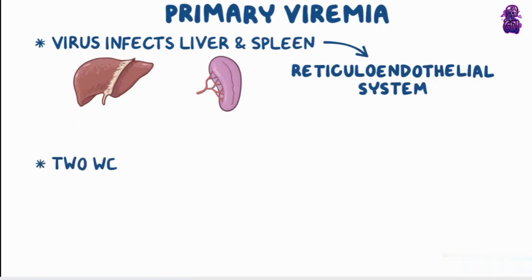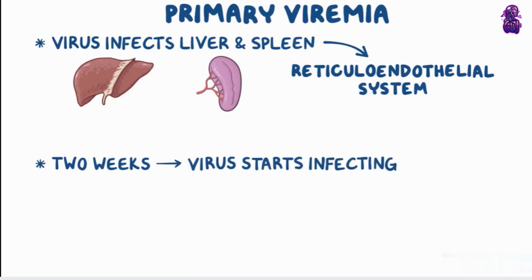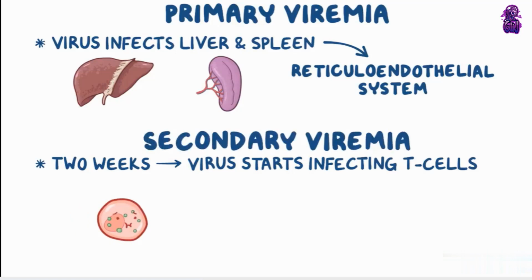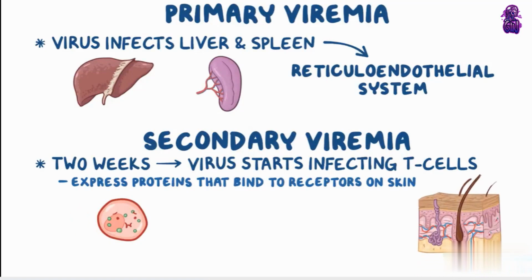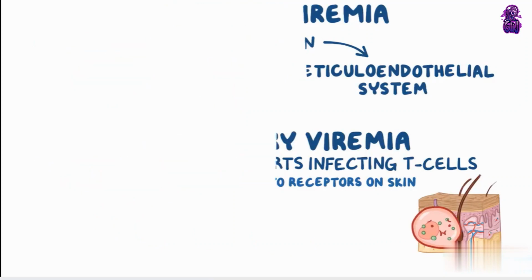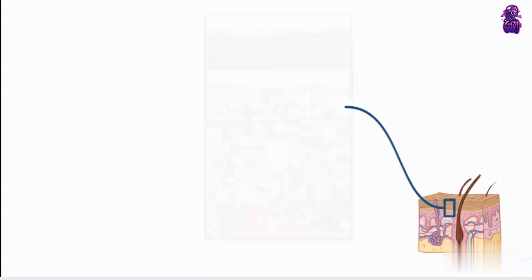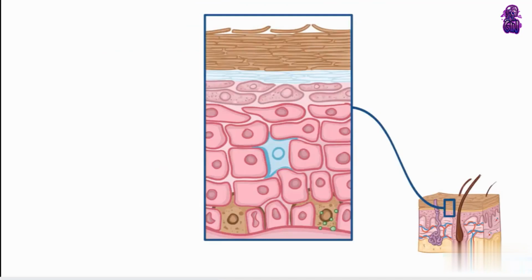About 2 weeks after entering the body, the virus starts infecting immune cells themselves, specifically T cells, and that is considered the secondary viremia. Infected T cells start expressing proteins that bind to receptors on the skin cells. It's a bit like the virus hitching a ride in the T cell to get to the skin. Once the T cells reach the skin, they release the viruses, which start infecting keratinocytes.